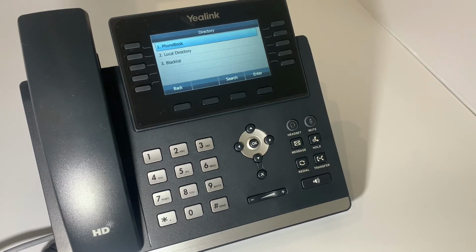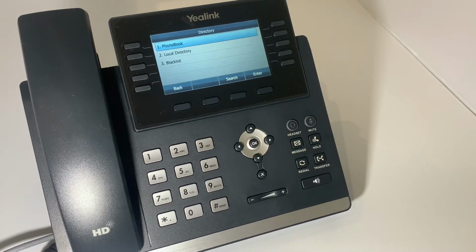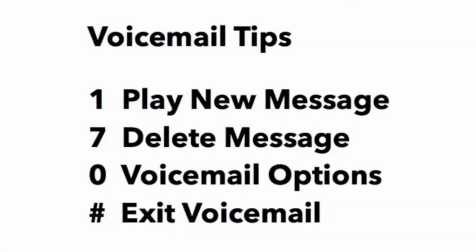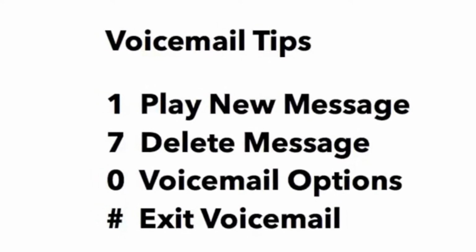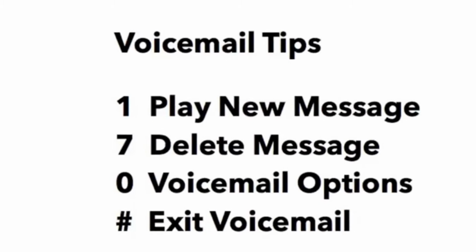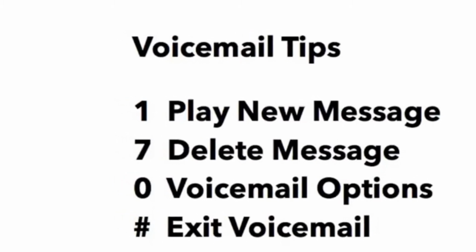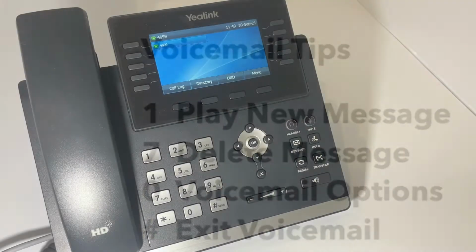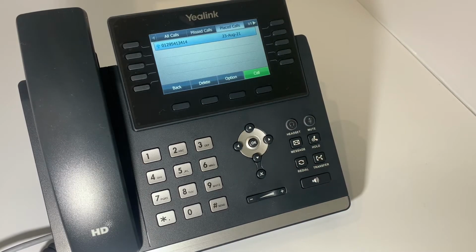Once inside the mailbox, there will be a voice prompt, which will help you navigate your voicemail box. Press 1 to listen to your new message. Press 7 to delete the message. If you wish to edit your voicemail recording, press 0. Or press pound to exit your voicemail. The redial key will take you to your placed calls history page, where you can redial your last placed calls.